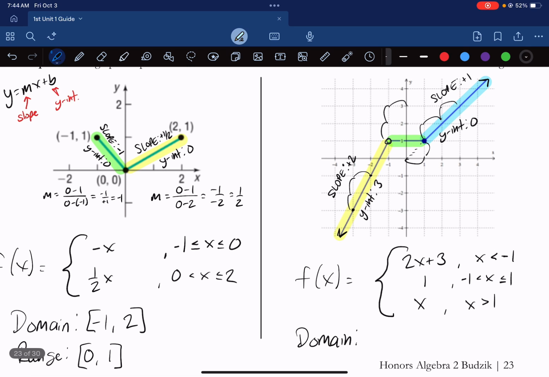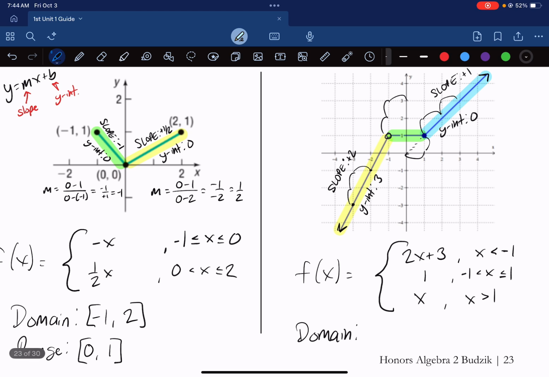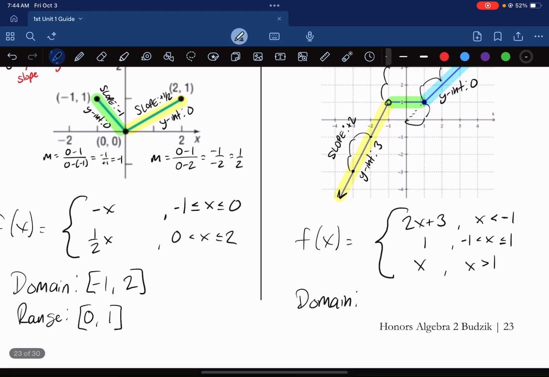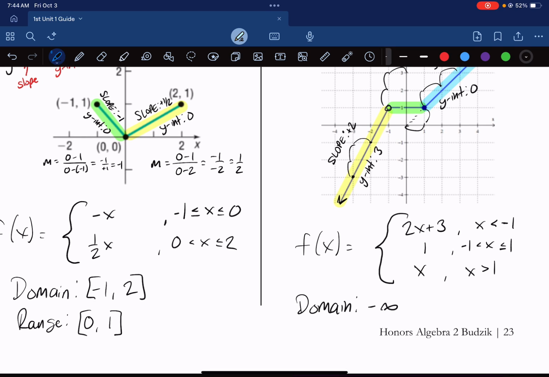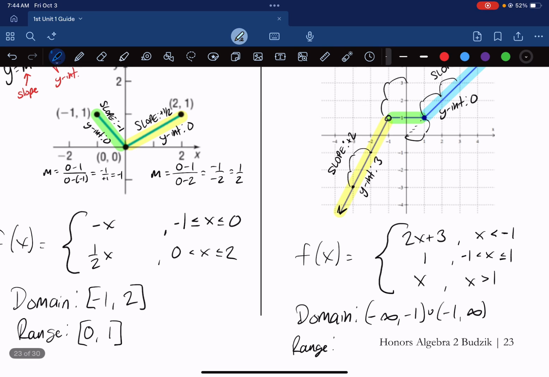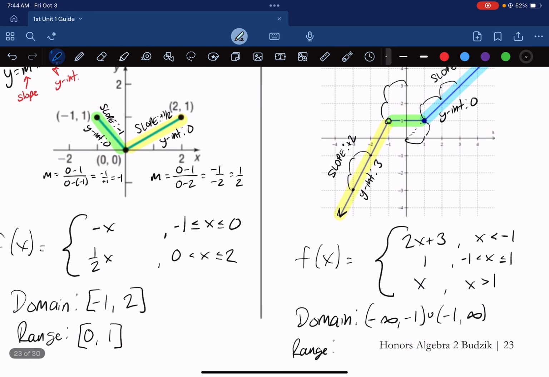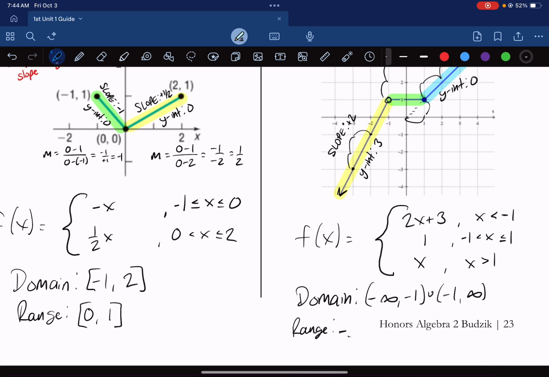So I do have this hole in my graph at -1, so that is the only piece that is not defined. So I got from negative infinity up to negative 1, and then in union with negative 1 up to positive infinity. And then my range, since I have an arrow going up and an arrow going down, I got that this is negative infinity to positive infinity as my range.